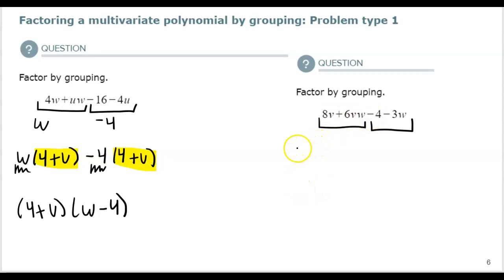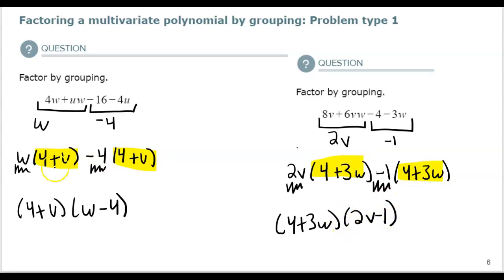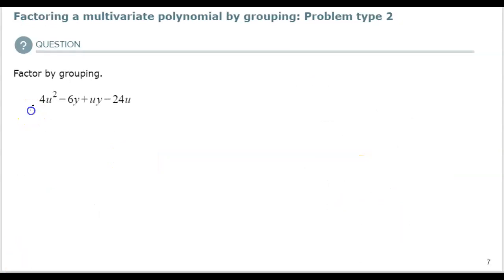I can pull out a 2v, 4 plus 3w. I can pull out a -1, 4 plus 3w. Now I have my matching and my leftovers. Pull out my matching, and then my leftovers combine. This is similar to what we've done.